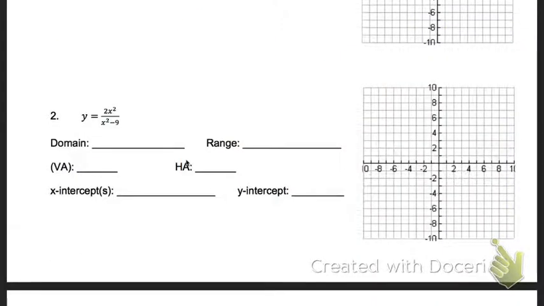Okay, number 2. First thing I want to do is try to simplify. Can I do this? No. No, because what happens when I do that? Yeah, right. Don't want that to happen. So how can I simplify this? X plus 3 is 2x squared over x plus 3, x minus 3.